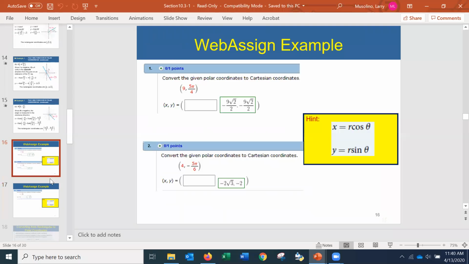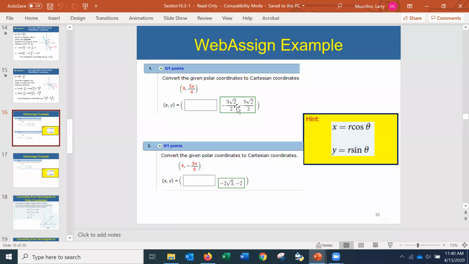Okay, so let's do these WebAssign examples. Let me go up to the top example. It says convert to Cartesian coordinates. Now remember, when it says Cartesian, it's really just asking you to convert to XY. So they're asking you to come up with X comma Y. You can kind of see that in the answer box. Notice the way they say they want X comma Y here.